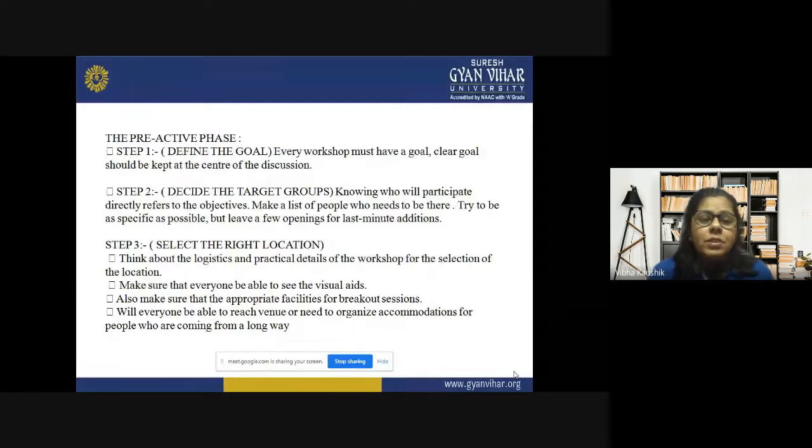Now, step 3: select the right location. What will be the right location? The venue where we have to conduct a workshop.